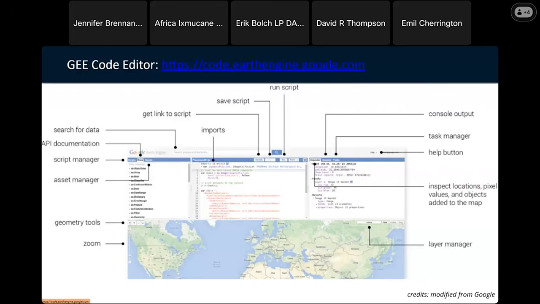And when you open that up, if you find that you cannot get in because you haven't registered a cloud project, in the next few slides I'll also walk people through that process really quickly.